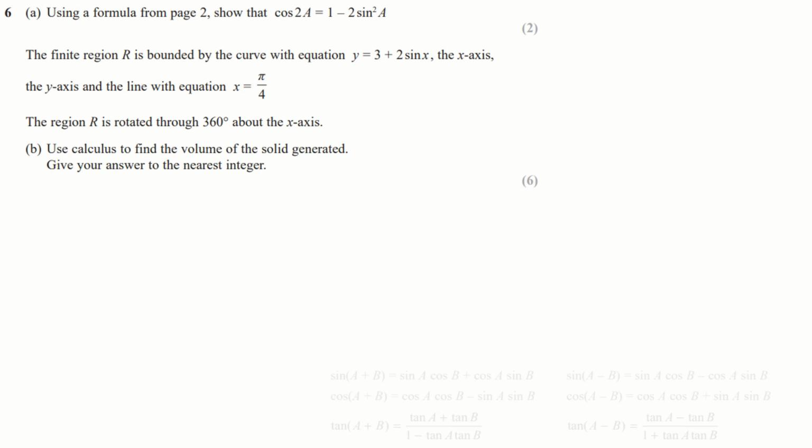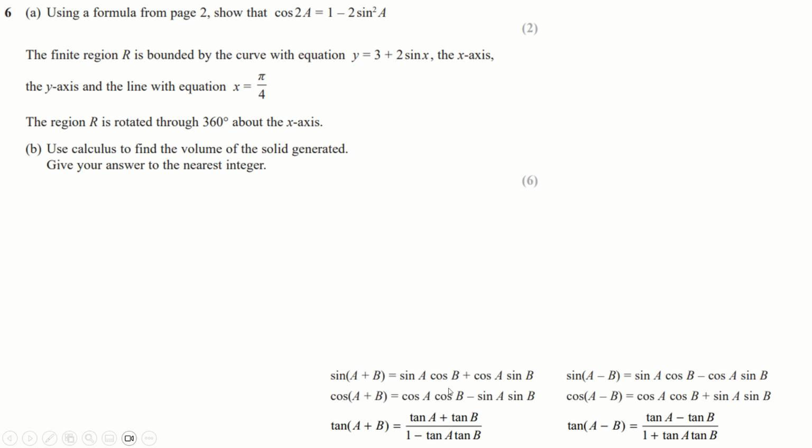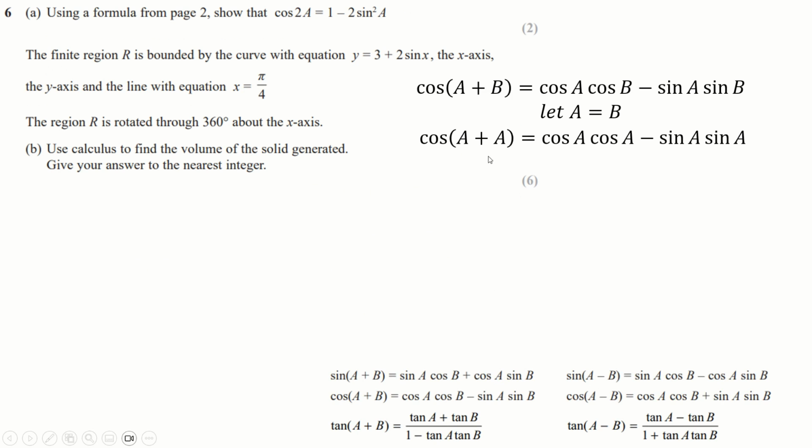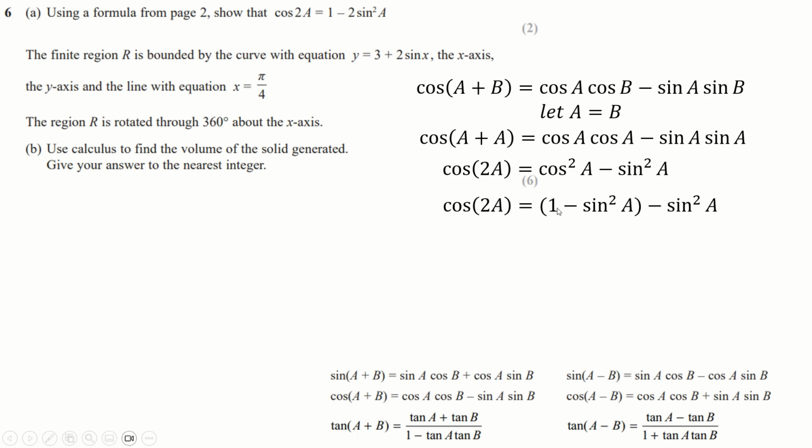Question 6, using the formula from page 2. These are the formulas. This one looks like the most helpful here. I can write it down. If a is equal to b, then we get this. Of course, this is just cos 2a. This is cos squared of a. This is sine squared of a. Cos squared of a is 1 minus sine squared of a. And this makes 1 minus 2 sine squared of a, which is what they wanted us to get.